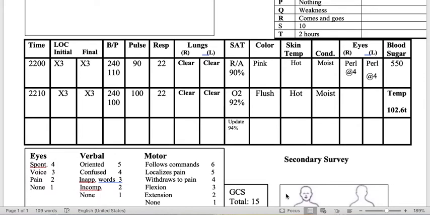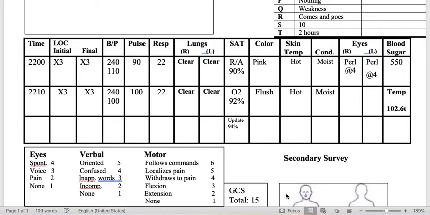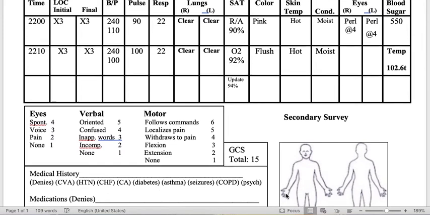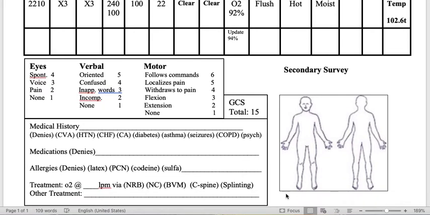If you do give oxygen, there will be an update. So his room air saturation was 90%. You applied oxygen, it went to 92%, and then by the time you did your 3rd set of vital signs, it went to 94%. Every patient needs a Glasgow Coma Scale, so there's the scale right there. There's your total. He's 15. His eyes are open spontaneously. He's fully oriented, and he follows commands.